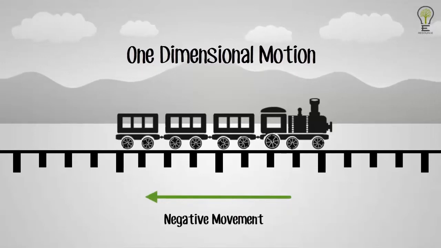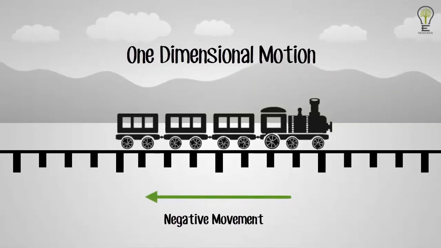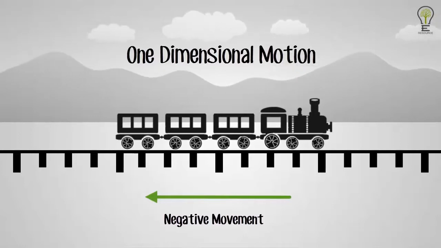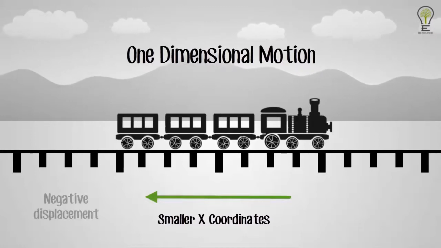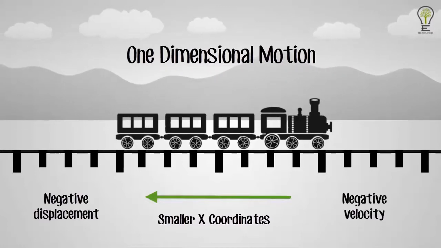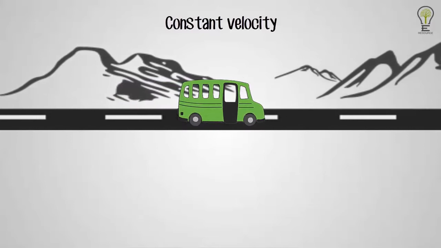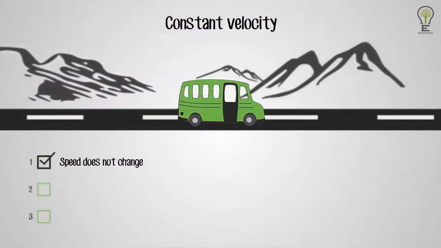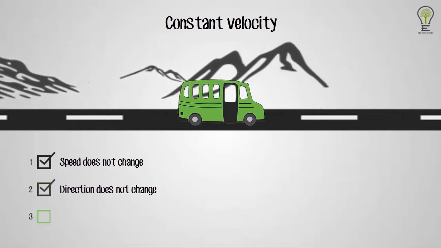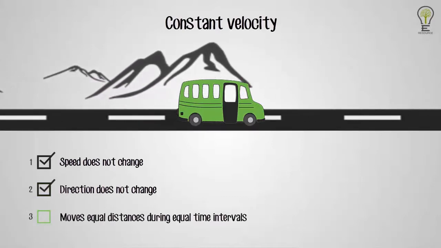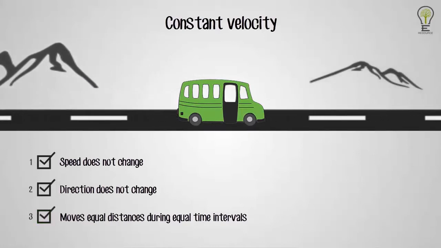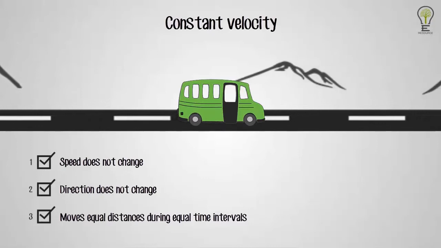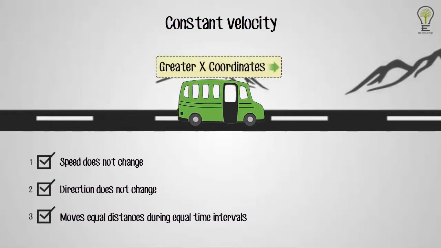Okay, now let's talk about negative movement. In negative movement, it takes smaller and smaller x coordinates, and if it's smaller, we have negative displacement and negative velocity. Okay, let's talk about constant velocity. In constant velocity, the car's speed does not change and direction also does not change. In addition to this, it moves equal distance during equal time intervals.